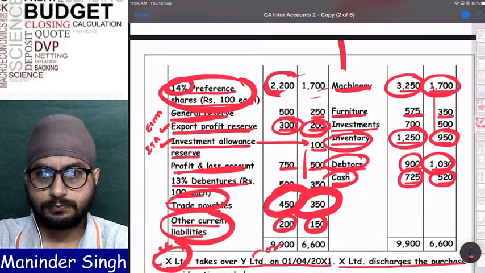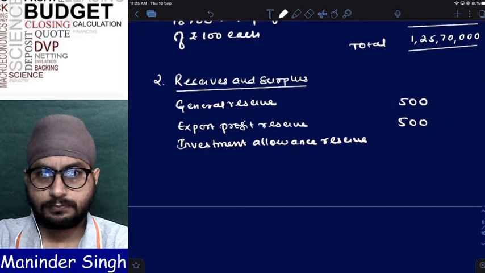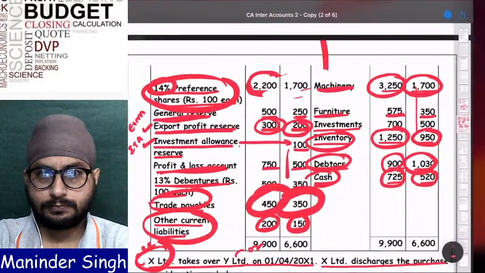Then we have the investment allowance reserve. Will I take the investment allowance reserve of Y Limited? Yes, because it's a statutory reserve, right? Investment allowance reserve, sorry, 100. Investment allowance reserve 100. Next.